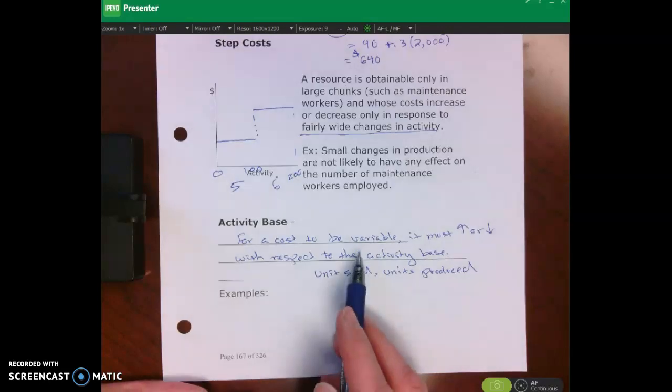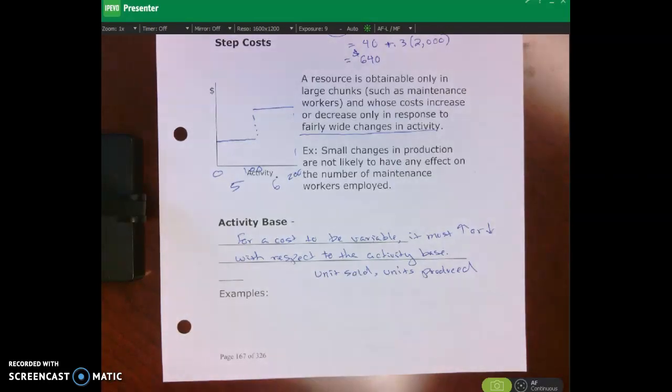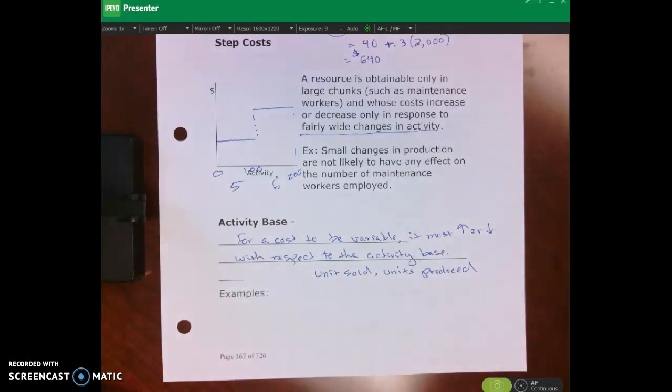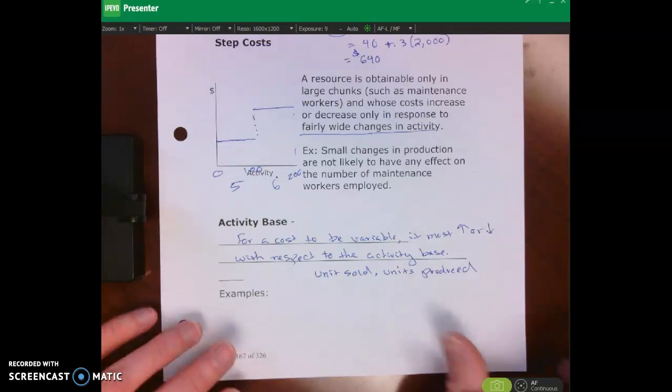In that case, the variable costs of the IT help desk would increase with respect to the number of help desk tickets. So the activity base for an IT help desk would be the number of help desk tickets, because the variable costs would increase or decrease with respect to the number of help desk tickets. Okay, so it doesn't always have to be units sold or units produced. It could be help desk tickets for the IT help desk. Okay.